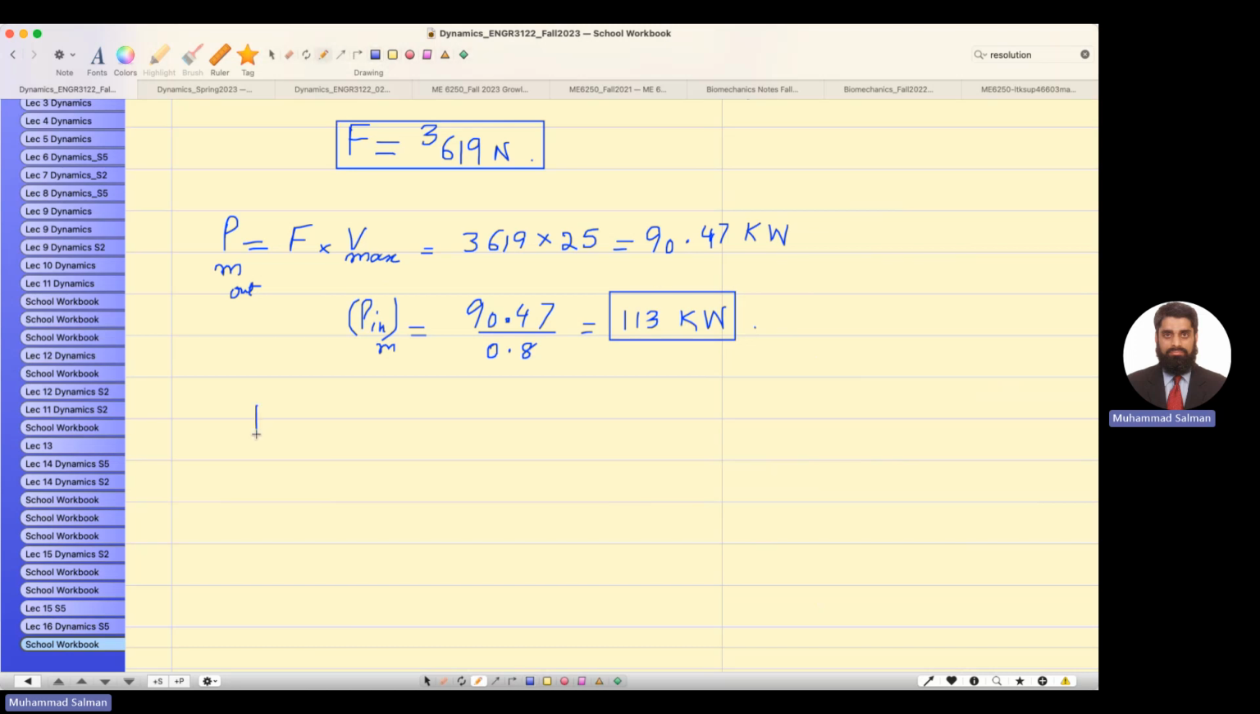And now let's find the average power, not the maximum output. As I mentioned, the formula will change. Just change the velocity from maximum velocity to average velocity. The force will remain the same, times 12.5. If you do this, the output power is 45.28.